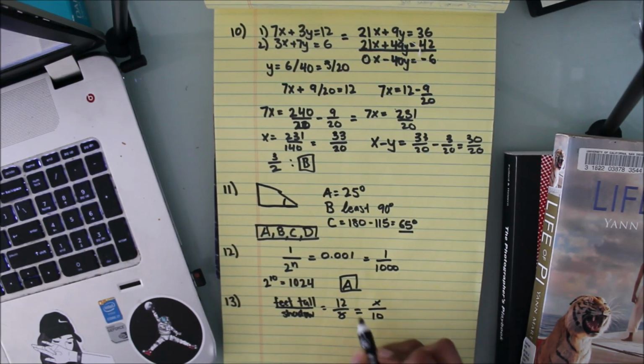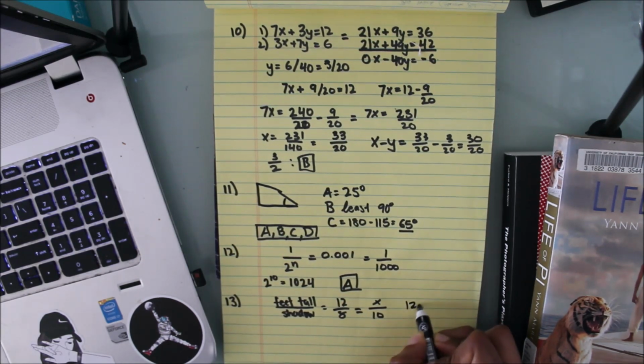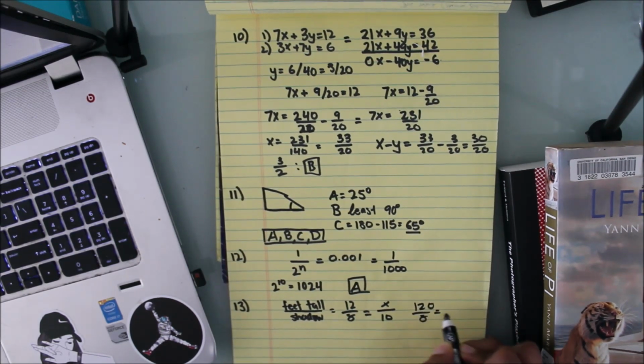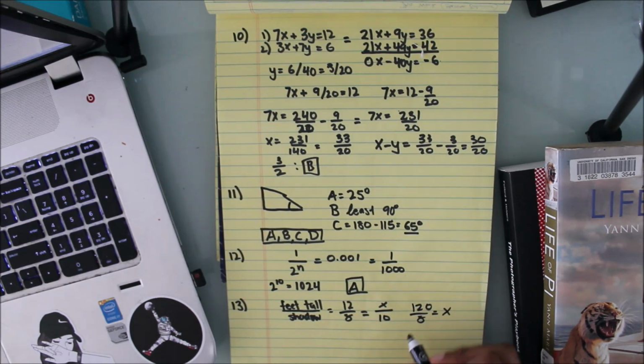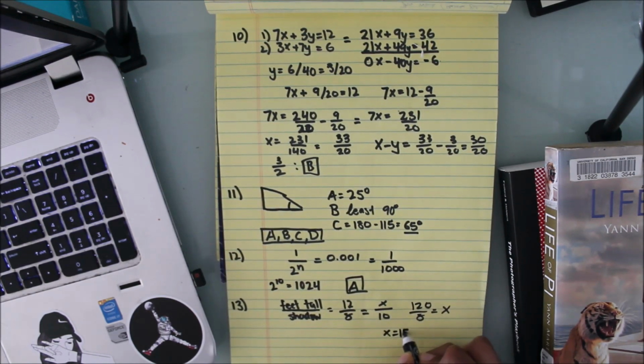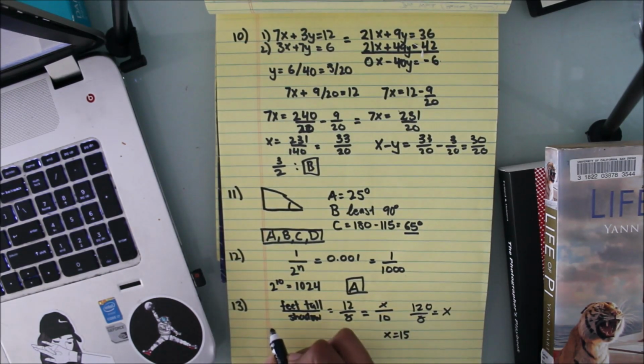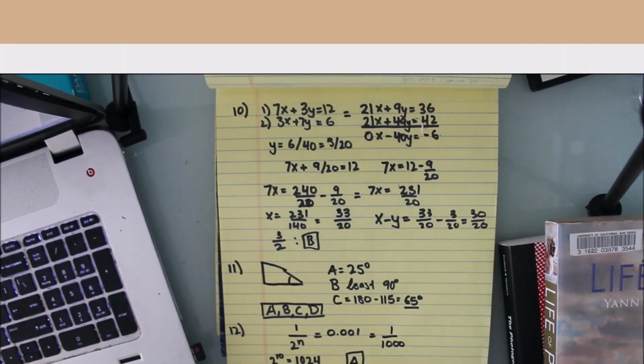Let's multiply both sides by 10. We have 120 over 8 equals x, and this x equals 15. So the answer for 13 is going to be D.